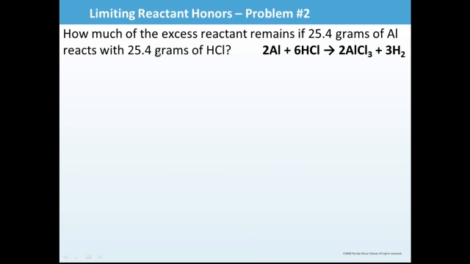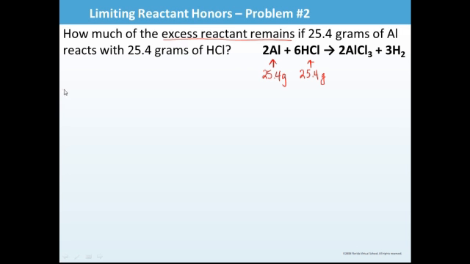Welcome back. The best thing to do with these problems is to figure out what you know and what you're trying to solve for. How much of the excess reactant remains if 25.4 grams of aluminum, so that's this one, 25.4 grams, reacts with 25.4 grams of HCl? Uh-oh, I have the same amount of both reactants. So what I have to do first is I have to figure out which one is the excess reactant, which one is the limiting reactant.